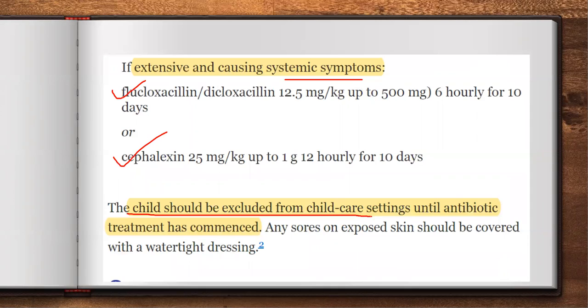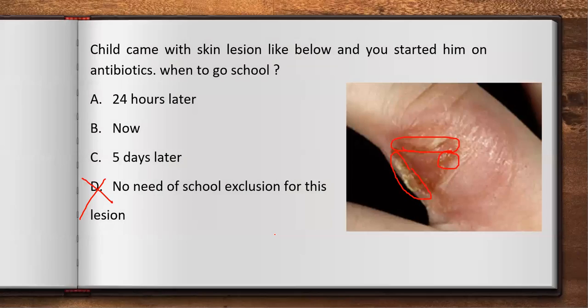Child should be excluded from child care settings or school until antibiotic treatment has commenced. So once you start the child on antibiotic, the child will be able to go to school. So what will be your answer here? The child can go to school now because you have started antibiotics. Cool?